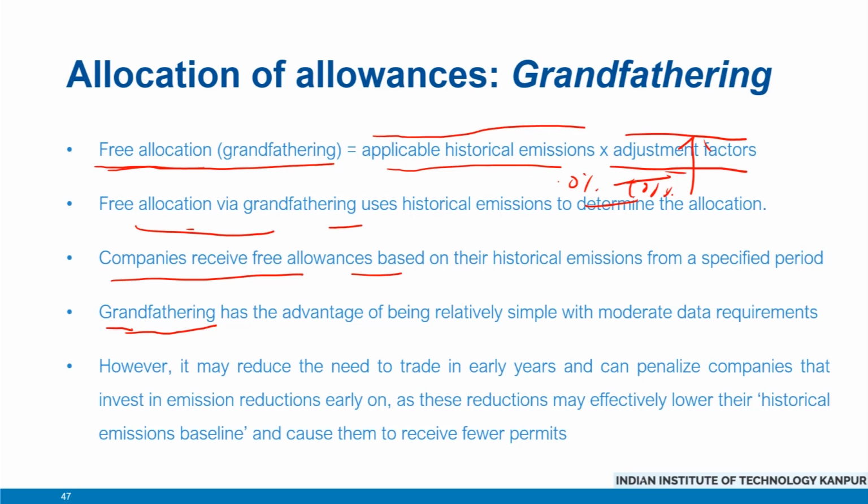Certainly, there are certain advantages with this approach. For example, grandfathering, as we discussed, has the advantage of being relatively simple with moderate data requirements, and it uses firms' historical emissions to calculate free allocation, and therefore it does not require much data. This makes it a relatively straightforward approach for allowance allocation, and also a popular method in initial stages. Grandfathering can also be simpler for regulated entities, as their free allocation will be close to their level of emissions, and therefore less trading will be required. Not much buying would be required on their part.